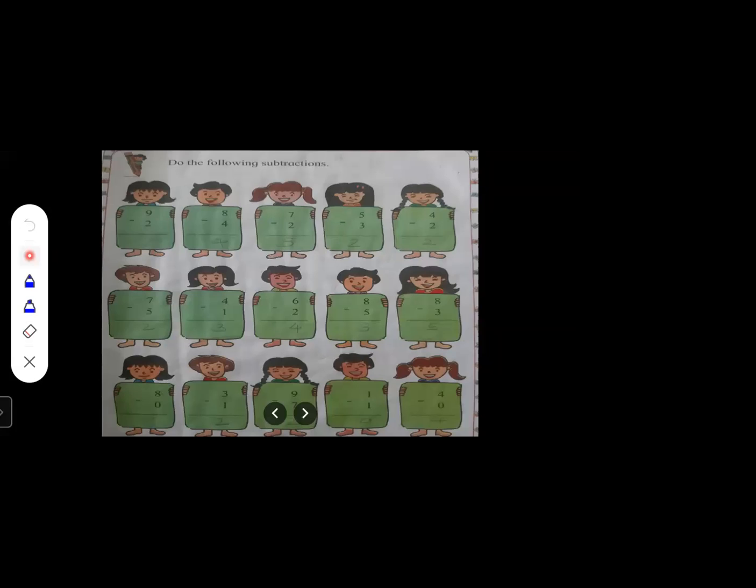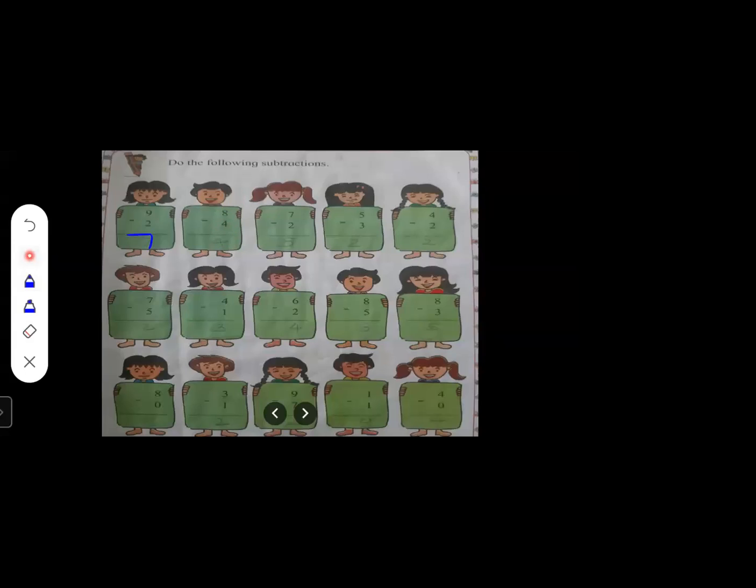How many fingers are left? Count it down. 1, 2, 3, 4, 5, 6, 7. So 7 fingers are left, right? So 9 minus 2 is how many? It is 7. So I'm writing 7. 9 minus 2 is equal to 7. Now the next one.